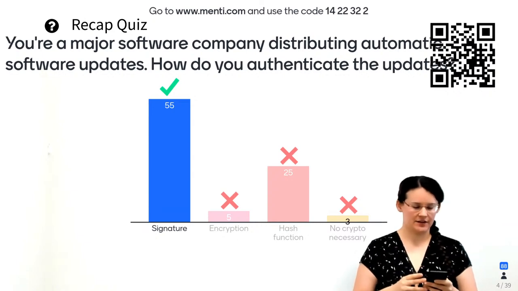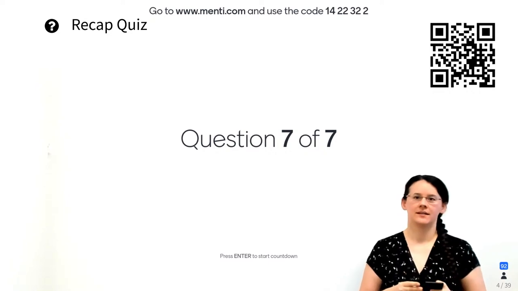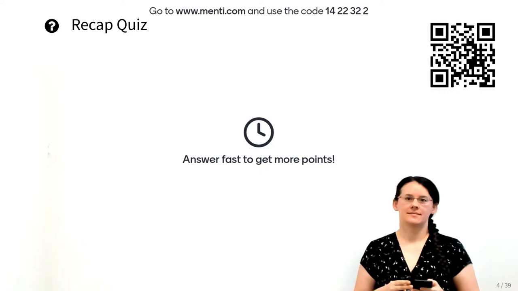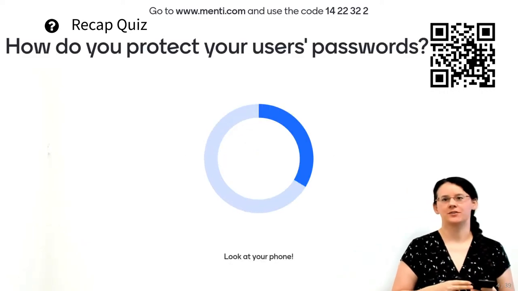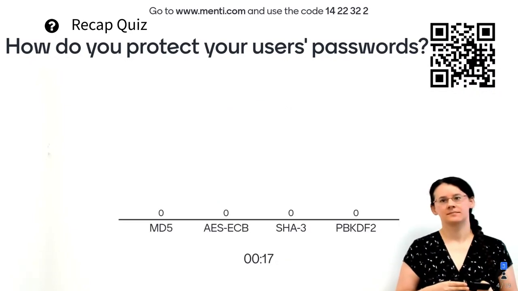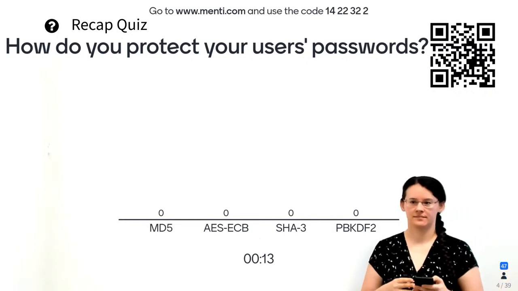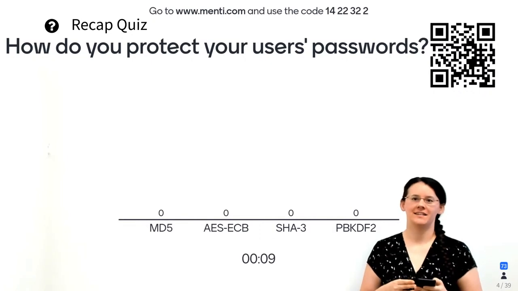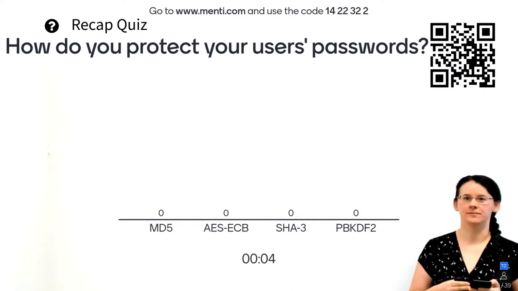Okay, let's head on to the final question. How do you protect your users' passwords? Which scheme do you use? MD5, AES-CBC, SHA-3, or PBKDF2.